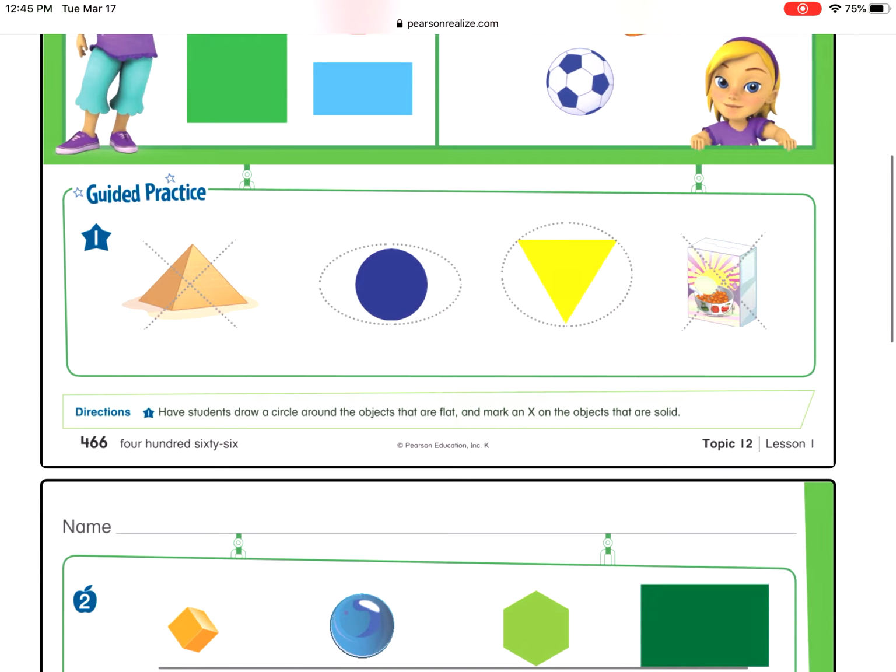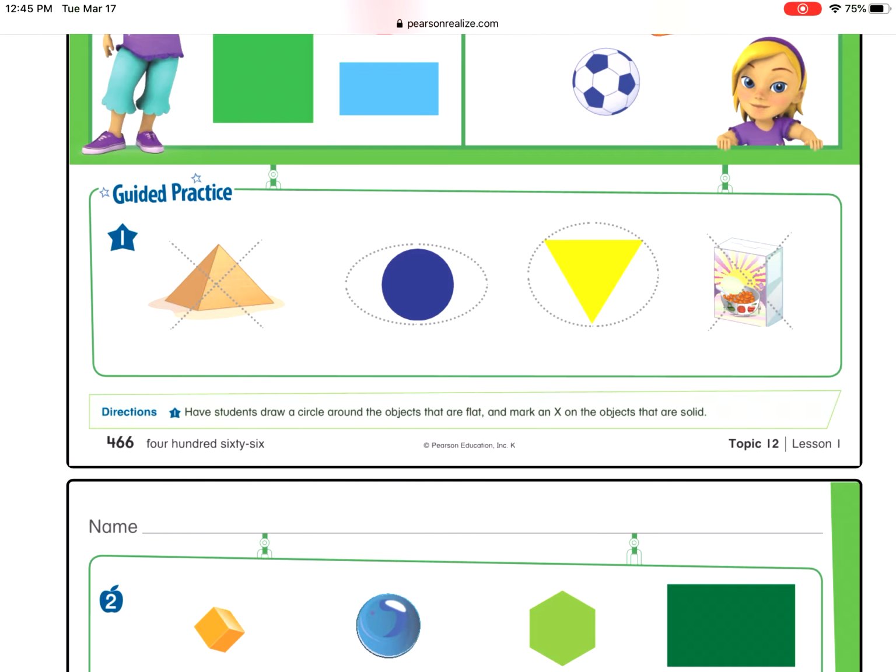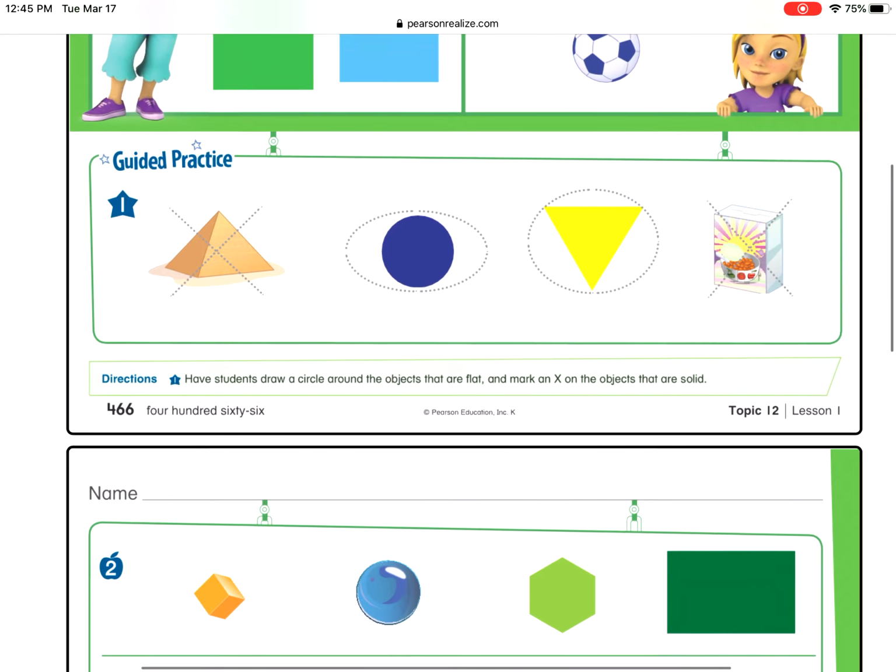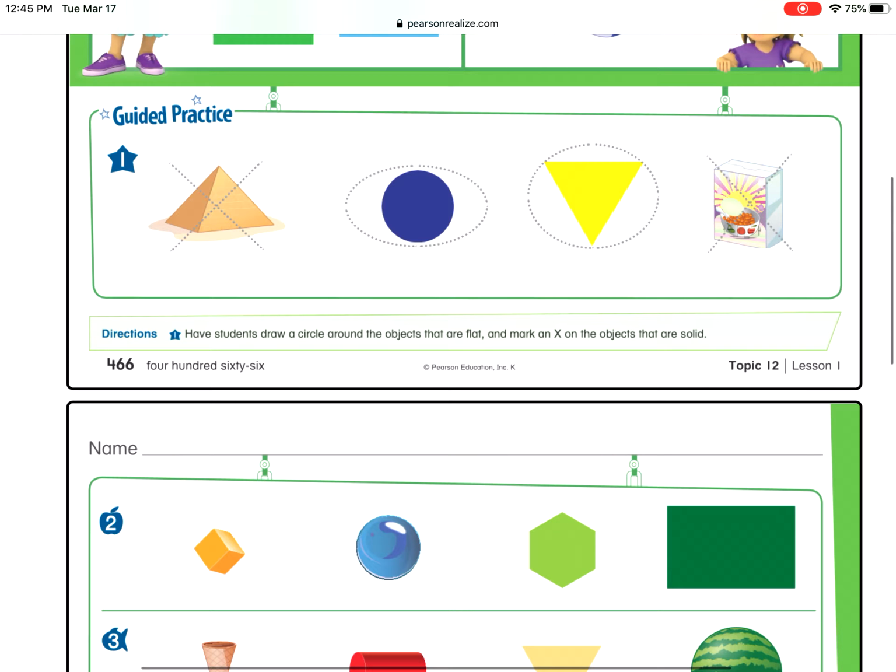So number 1 says, draw a circle around the objects that are flat and mark an X on the objects that are solid. So obviously they already did this for you. This is a guided practice. So the pyramid is a solid shape, so they put an X. The circle is a flat shape, so they put a circle because we're only circling flat shapes. The triangle is another flat shape, so they circled it.